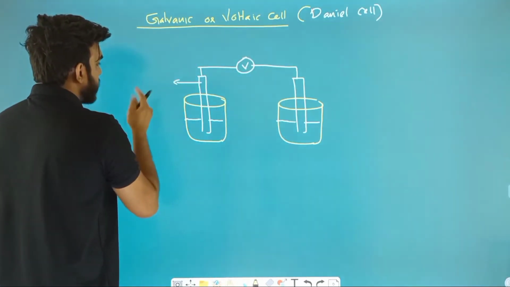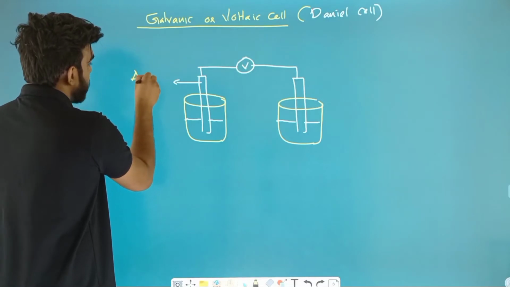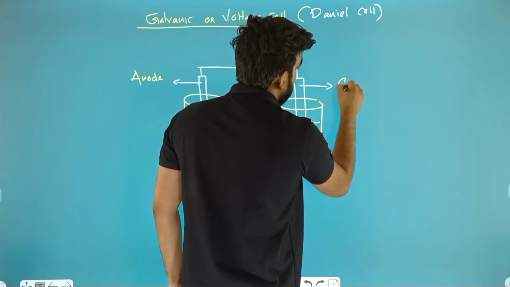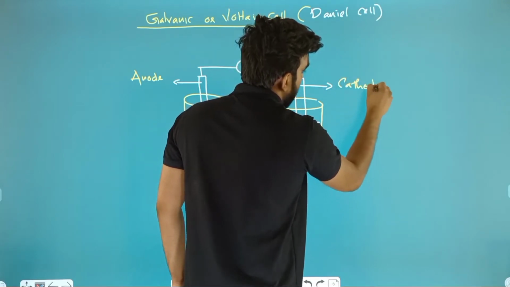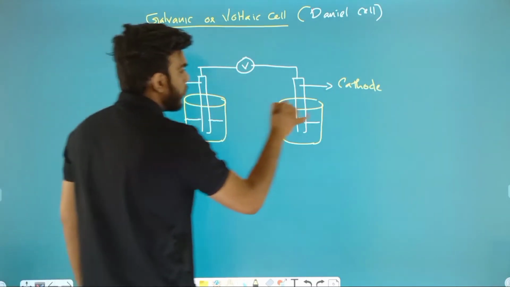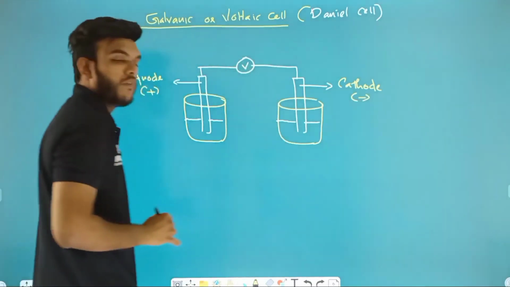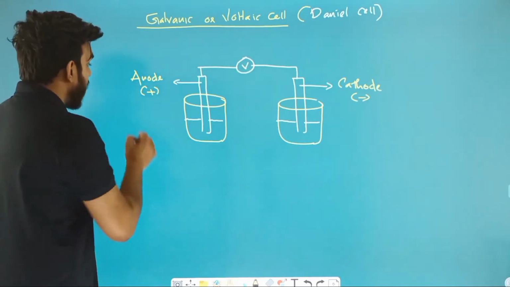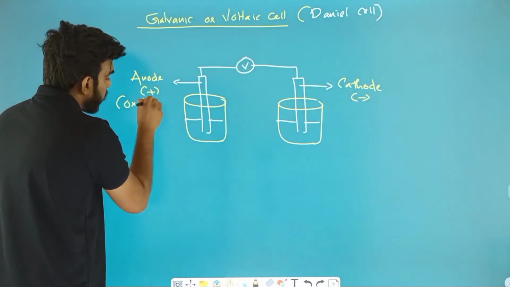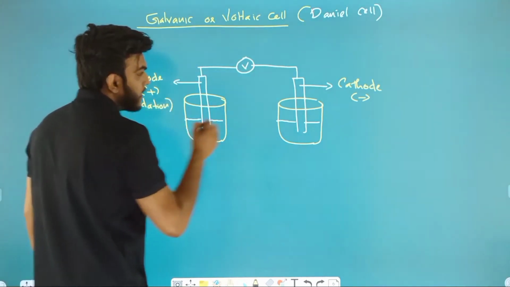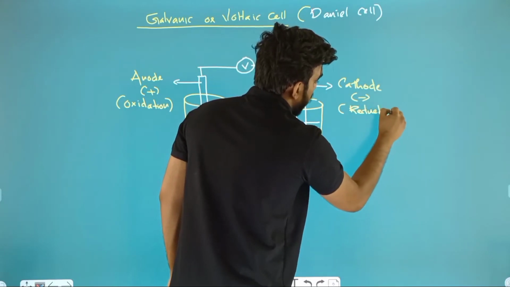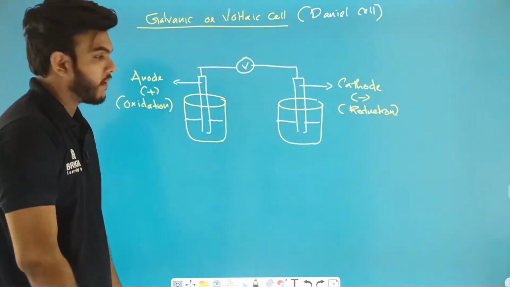And I'm just writing here, this will act as an anode, and this will act as a cathode. So you have the anode with you, you have the cathode with you. Anode will be positive and cathode will be negative. Anode will always undergo oxidation, and the cathode will always undergo reduction.